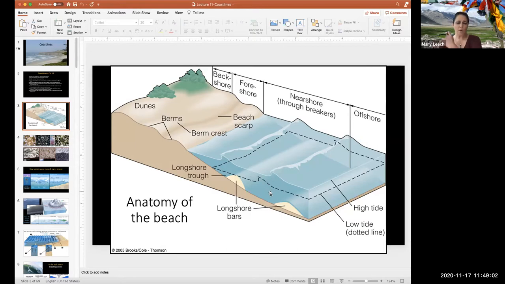In deeper water, the wave energy doesn't reach down to the bottom of the ocean, whether it's 10 feet down, 100 feet down, 300 feet down. The wave energy is right up at the surface only.